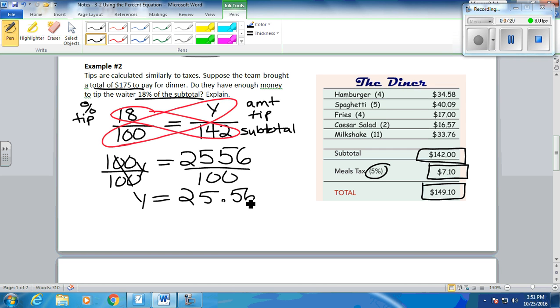So I now need to know, do they have enough money? Well, I know that the amount of tip now that they want to leave, I'll have to add that on to the total bill. So I'll have $149.10 plus the $25.56 to give me a total of $174.66. So yes, they have enough money to pay.